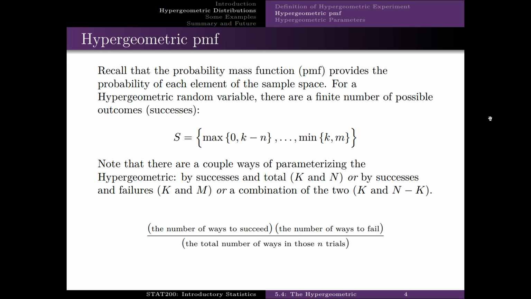But fundamentally, the probability mass function here at the bottom is just the number of ways to succeed times the number of ways to fail divided by the number of ways you can have those n trials. And these are combinations, so review of chapter 4 would not be unwise.